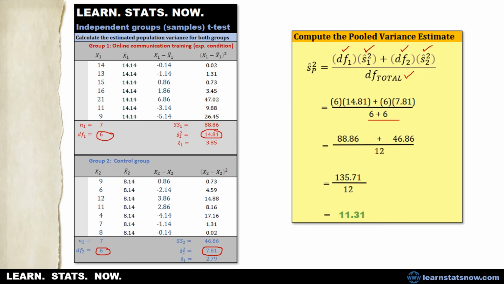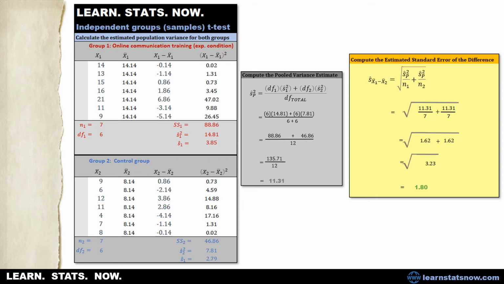Okay, so when we work out all the math, and I've shown you it all worked out here, we get a value of 11.31. The value is not really all that interpretable, but what it represents is the pooled variance estimate in the population. And we do that because we don't have any rational reason for selecting one variance estimate over another from the two groups. So we just pool the variance together to get an average.